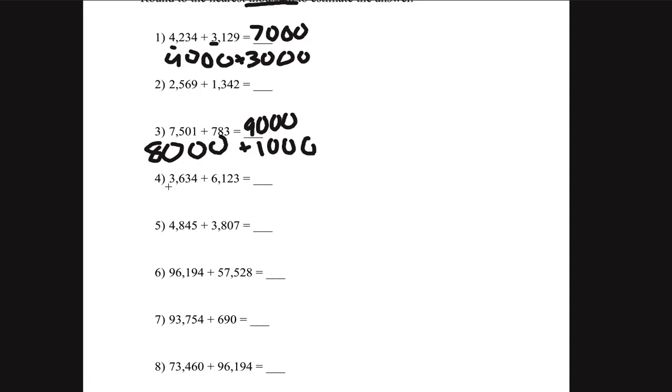So like here, we have 3,634. Since it's above 500, 3,634 would turn into 4,000. But since 6,123, the 123 is below 500, it's going to round down to 6,000. And then in total, you'll get 10,000.